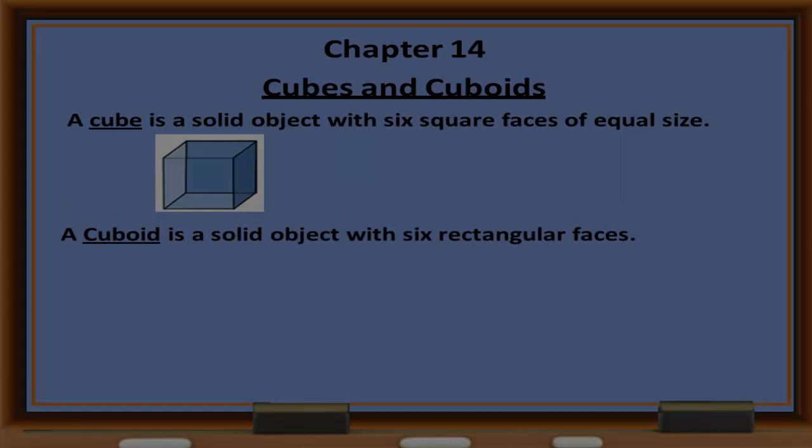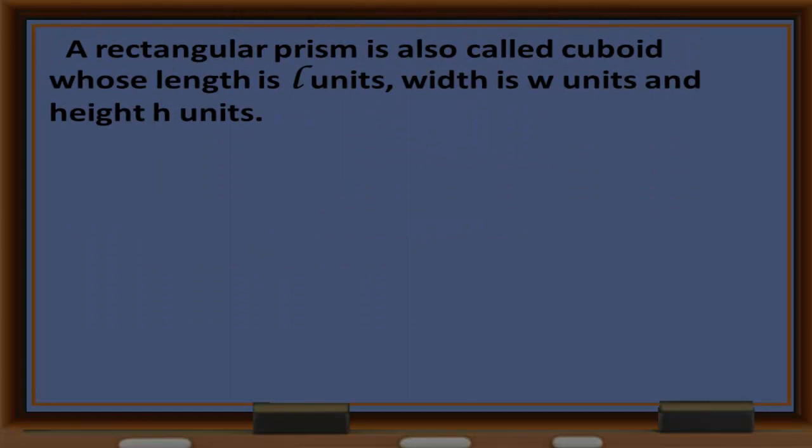A cuboid is a solid object with 6 rectangular faces. This is a cuboid. It has 6 faces and the faces are rectangular. A rectangular prism is also called a cuboid, whose length is L units, width W units, and height H units. Therefore, another name for cuboid is a rectangular prism.